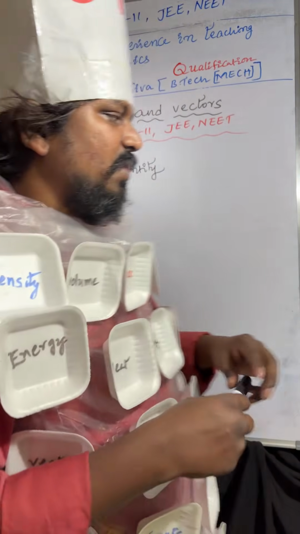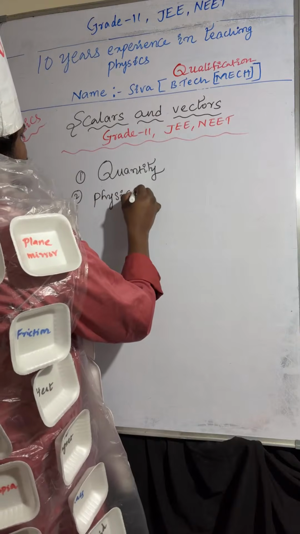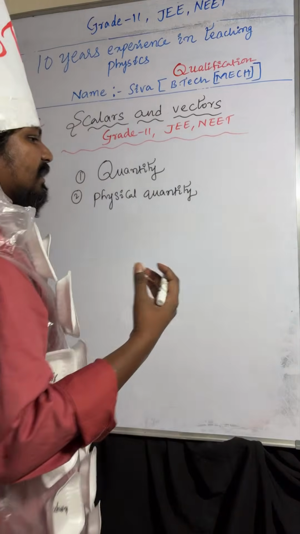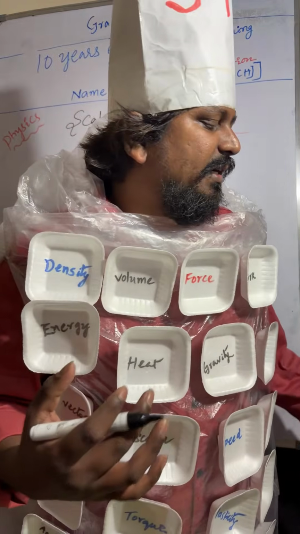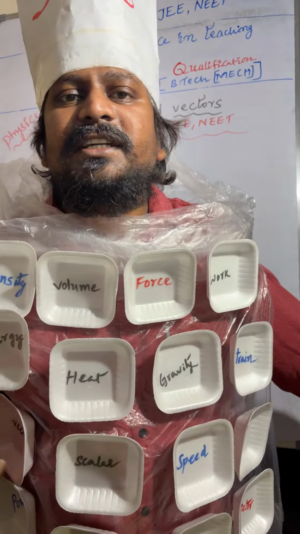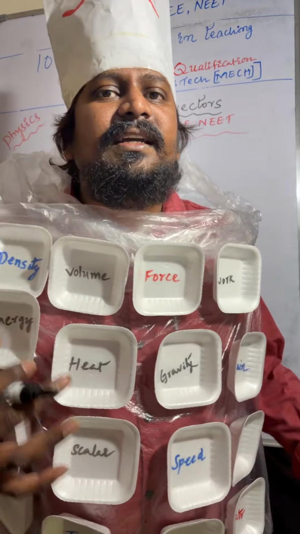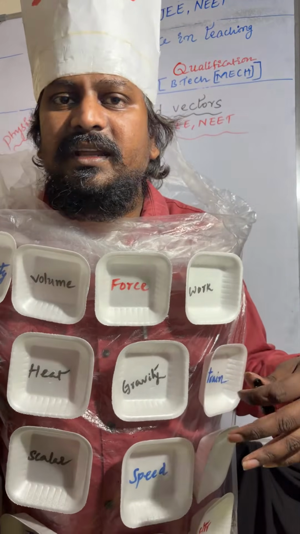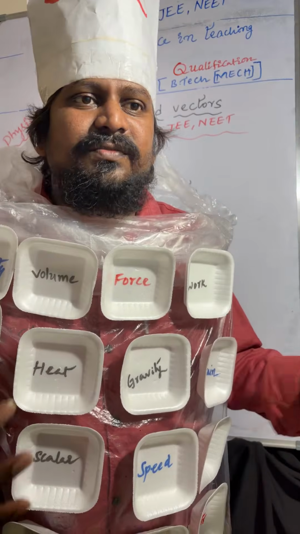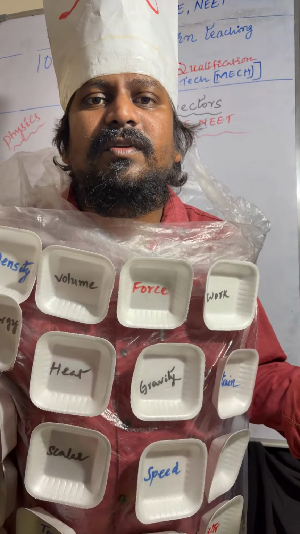The second one is physical quantity. What is physical quantity? The quantity which can be measurable is called physical quantity. I said quantity tells the answer for how much or how many, its amount, magnitude or vastness. Physical quantity is nothing but the quantity which can be measurable.